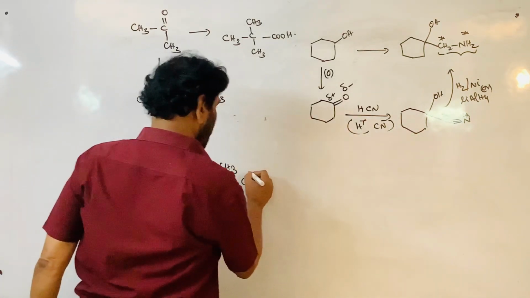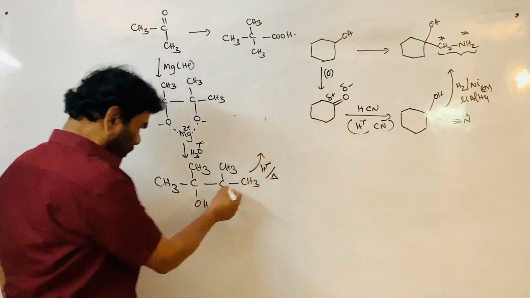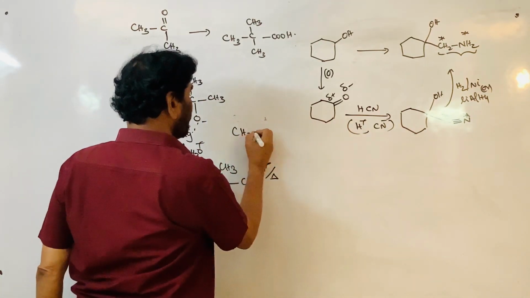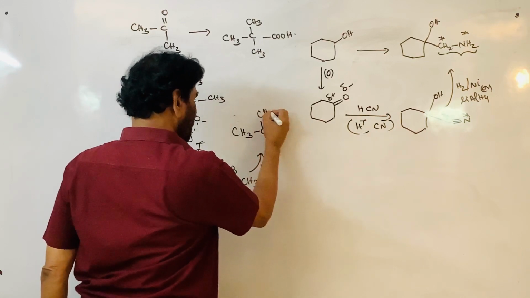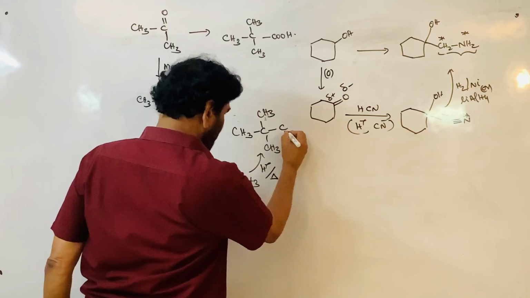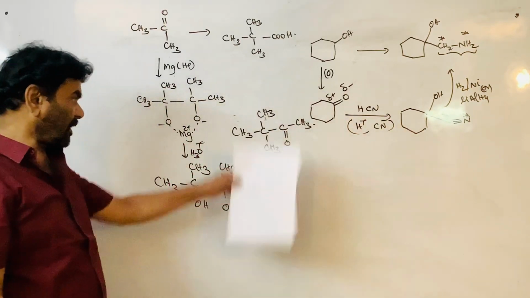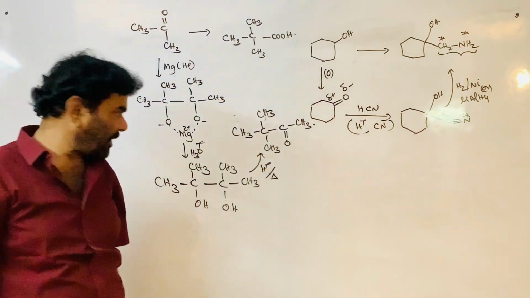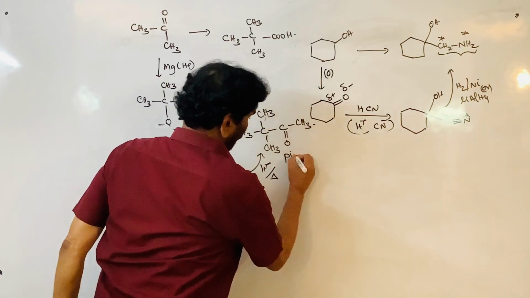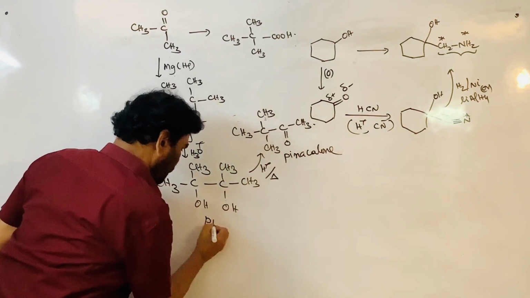Now this on heating with acid undergoes the pinacol-pinacolone rearrangement. So now you get CH3, CH3, a simple pinacol-pinacolone rearrangement. This is double bond O, CH3. It is the Wagner-Meerwein rearrangement, the pinacol-pinacolone rearrangement. This is called the pinacolone. This is the pinacol.